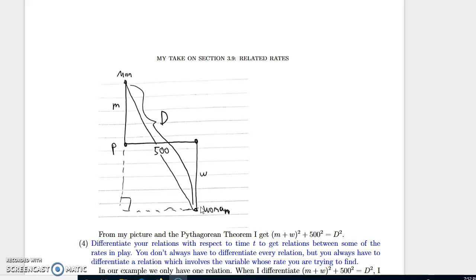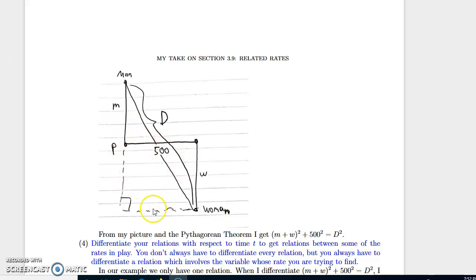So how can I get a relation or an equation between these variables? Well, I can observe that now I've got everything in this big right triangle. Let me trace it out again for you. It's a big right triangle. One side of the triangle is m plus w.